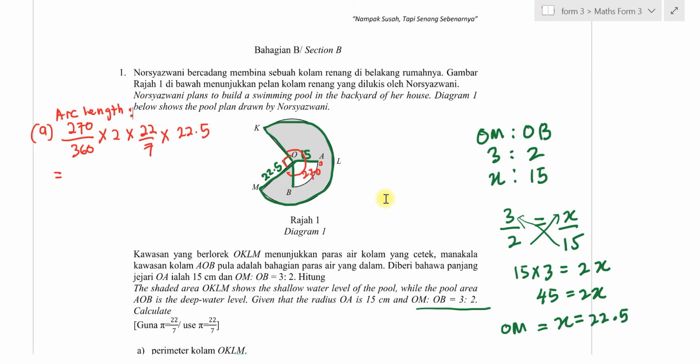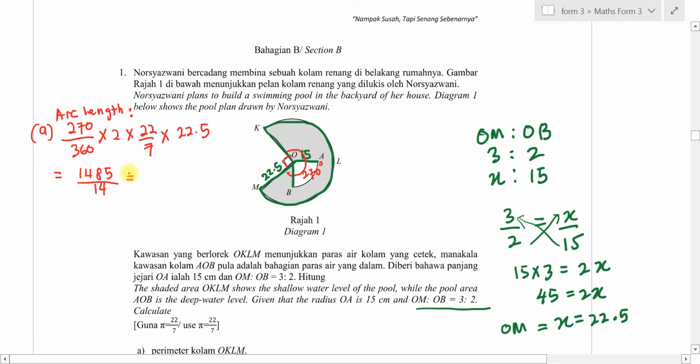So get ready. Yes, Amash. 1485 over 14. Okay. Simplify the answer. Final answer ready now. So you One, try to. 106.07. Okay, that's good. 106.07 centimeter. Or if you want to write 106 1 over 14 centimeter, also correct. No problem. Okay. This is your final answer.